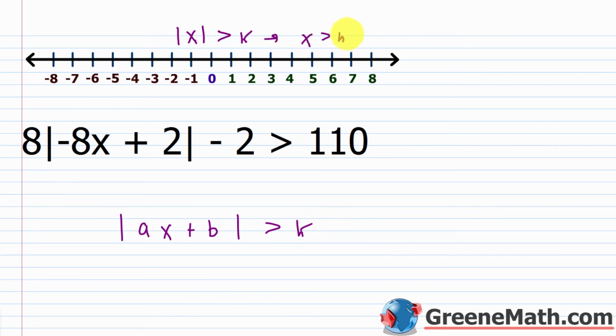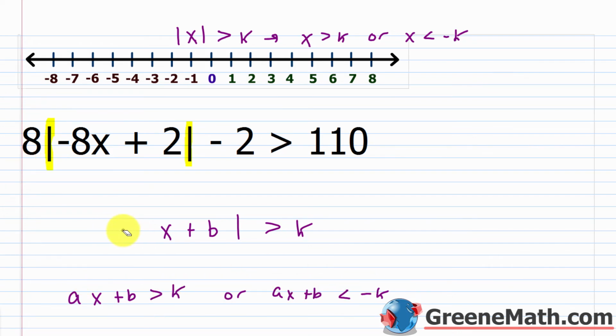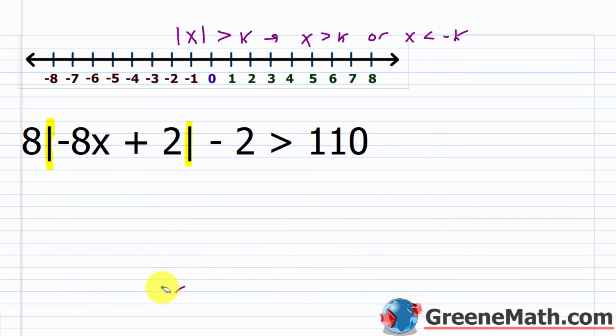x is greater than k, or x is less than negative k. The more complicated example just leads to ax plus b is greater than k, or ax plus b is less than negative k. Okay? So the main thing here is to isolate the absolute value operation first, and then just follow this formula. Write it on a flashcard and keep using it. All right, let me erase this real fast, and let's go ahead and simplify.